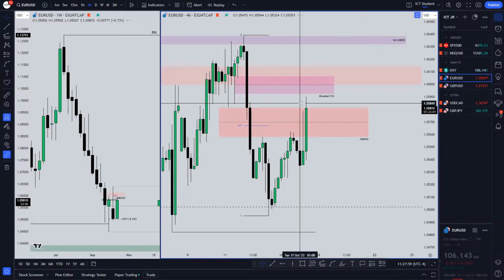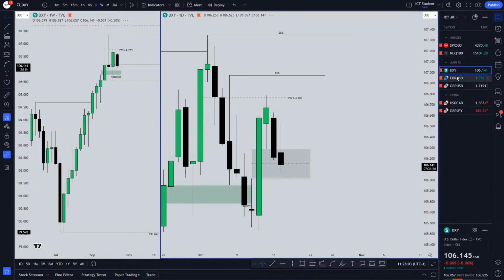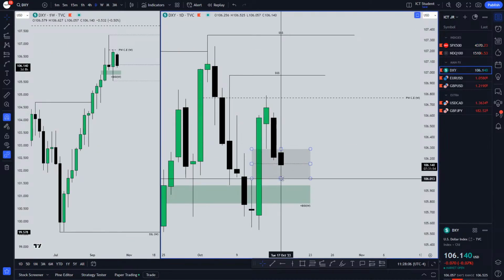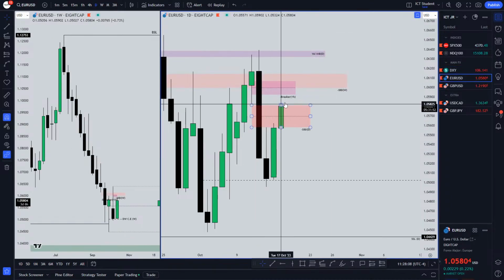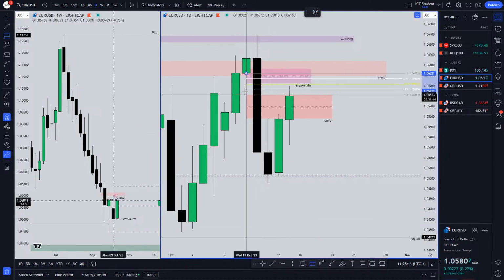And then eventually for euro, it's the same thing. Euro does look a lot stronger. Dollar is not all the way down here, like euro is all the way above the sell side imbalance. So I want to see it close inside of it at least. I don't want to see it close above.